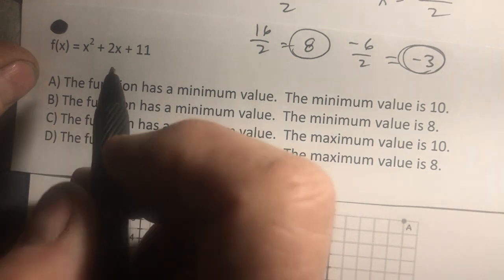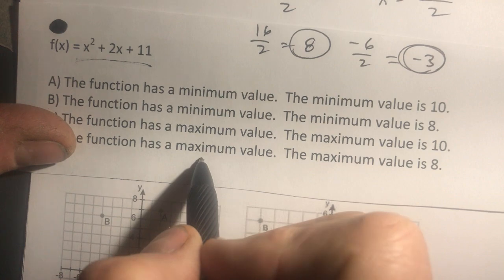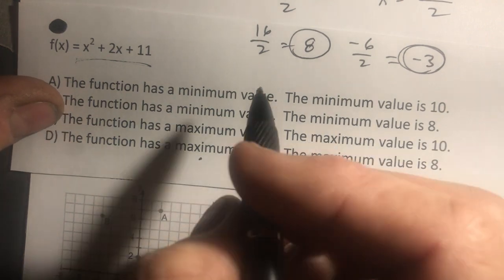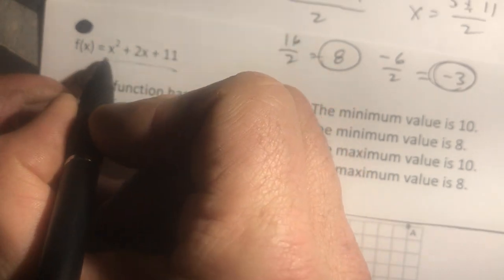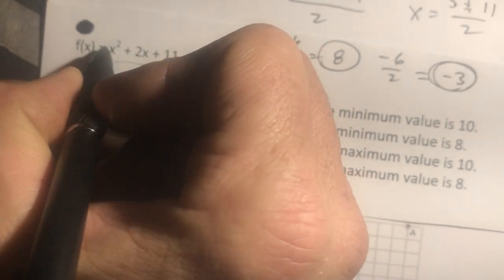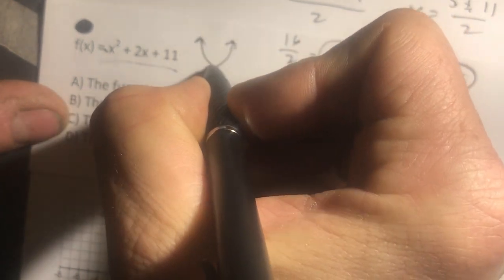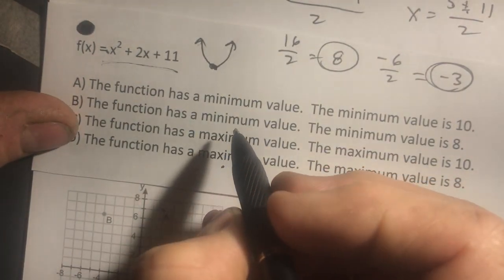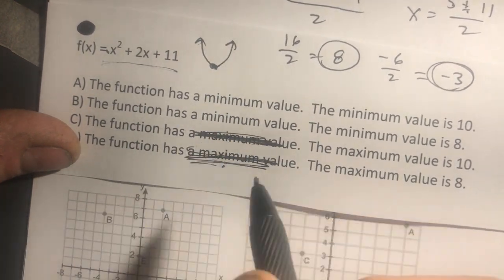Okay. What about this function right here? Does it have a minimum value or a maximum value, and what is the value? Okay, here's the key to it right there. See my x squared? See how it's positive? Since it's positive, it's going to be concave up, which means my vertex is a minimum value. So it's not one of these two. No, it's got to be one of these minimum value ones.